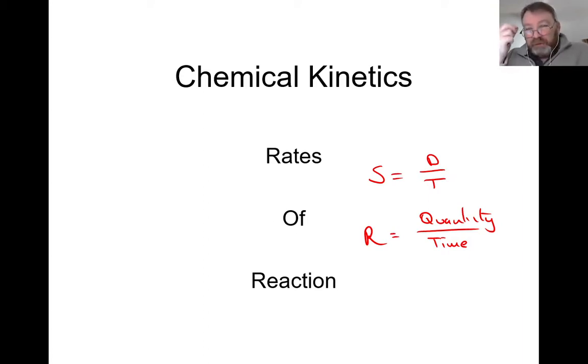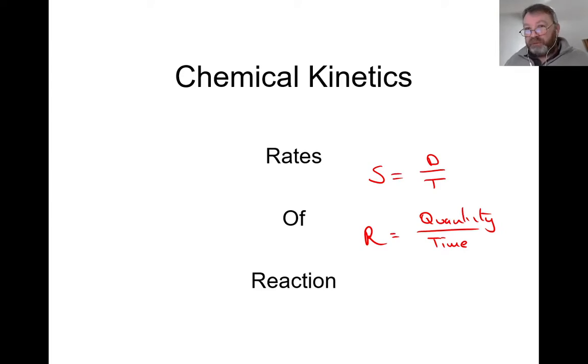Okay, so it has the same approach, and I want you to think all the time about the analogy of the car. Okay, traveling a certain distance over a certain time. That's how we calculate the speed of a car. A chemical reaction is the quantity of a chemical or a product that is produced over the time taken to produce it.